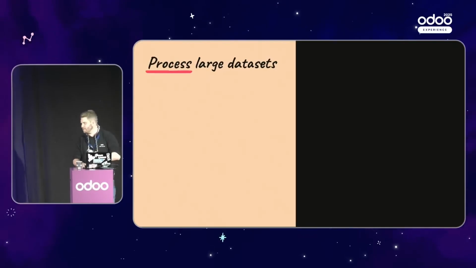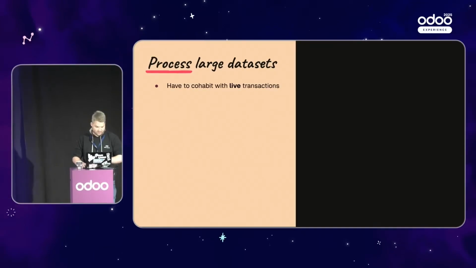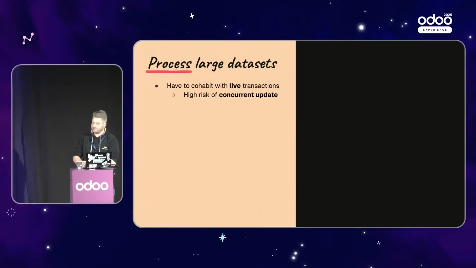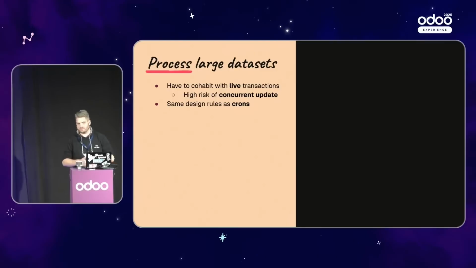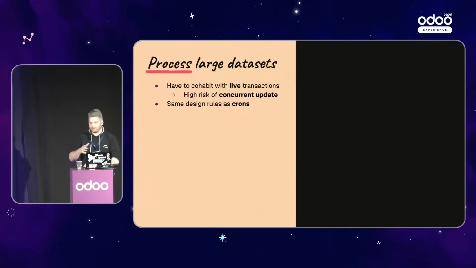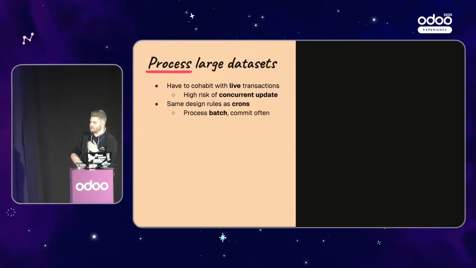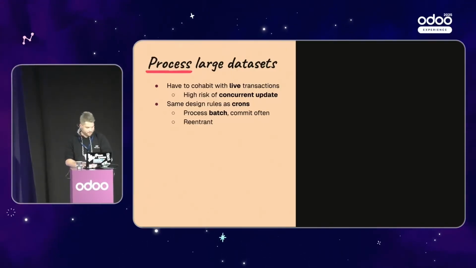Now, let's have an example of processing a large data set. We have to keep in mind that we have to cohabit with live transactions, and that means there is a high risk of concurrent updates. Now it's the same design rules as cron that we have to use. I will not dive too deep into that, but I invite you to see the talk of my colleague Thibaut François, who goes over it extensively during his presentation. But the basics are process in batch, commit often, be reentrant, be able to interrupt your process whenever you want and resume it wherever you want.